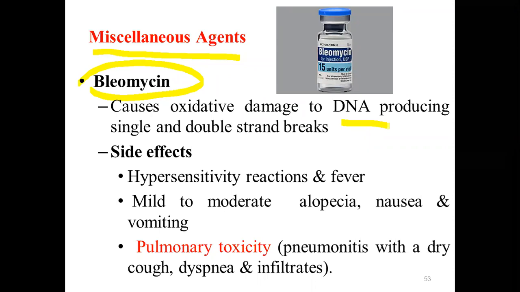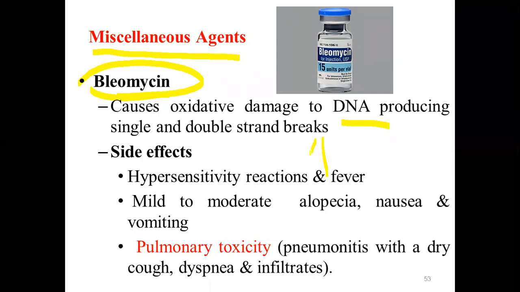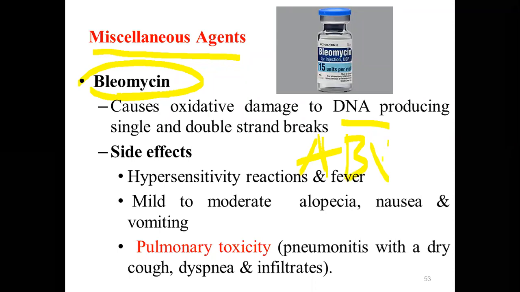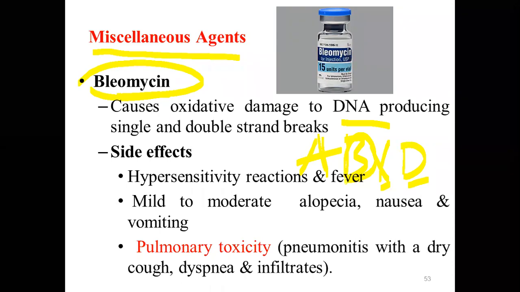Bleomycin is commonly used in the management of non-Hodgkin's lymphoma. There is a combination regimen known as ABVD in the management of Hodgkin's lymphoma. So A is for doxorubicin, B is for bleomycin, V is actually for, we shall see this one, vinblastine, and D for dacarbazine. So bleomycin is just one of the combination medications in Hodgkin's lymphoma.